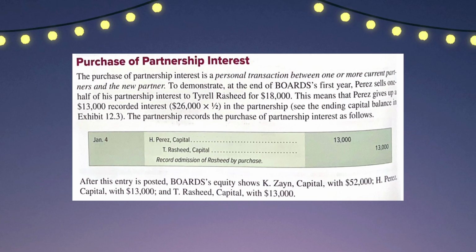Purchase of partnership interest. The purchase of partnership interest is a personal transaction between one or more current partners and the new partner. To demonstrate, at the end of Boards' first year, Perez sells one half of his partnership interest to Tyrell Rashid for $18,000. This means that Perez gives up a $13,000 recorded interest, $26,000 times half, in the partnership. The partnership records the purchase of partnership interest as follows.